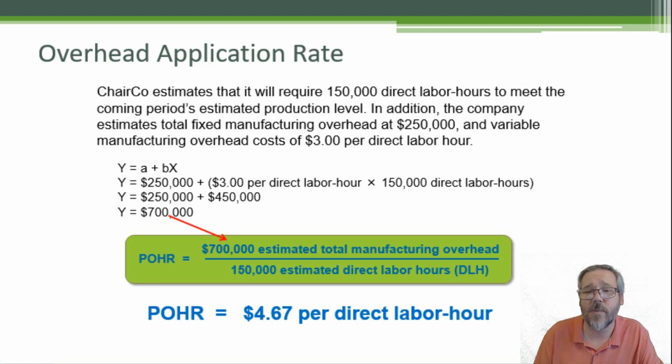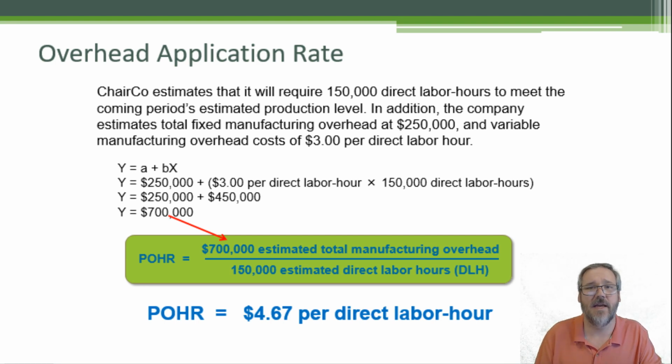I can then determine that my total overhead is going to be $700,000. Y equals 700,000, right? So my predetermined overhead rate, that is to say the amount that I'm going to charge this job in overhead, is going to be based on the number of hours an employee works on this job. And I'm going to allocate the cost based on the number of hours an employee works on that job at a rate of $4.67 per hour.